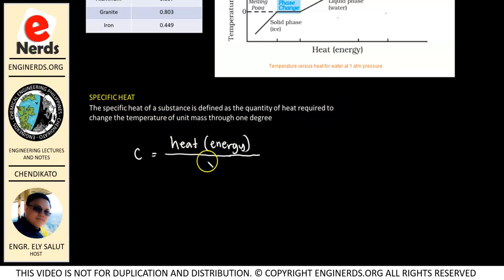Okay, so this is the amount of heat that is required to change the temperature. Okay, so per change in temperature, of unit mass through 1 degree. So, for every mass. Okay? So, basically, that is what we mean ng specific heat. The energy or the heat energy required to change the temperature of a unit mass through 1 degree.